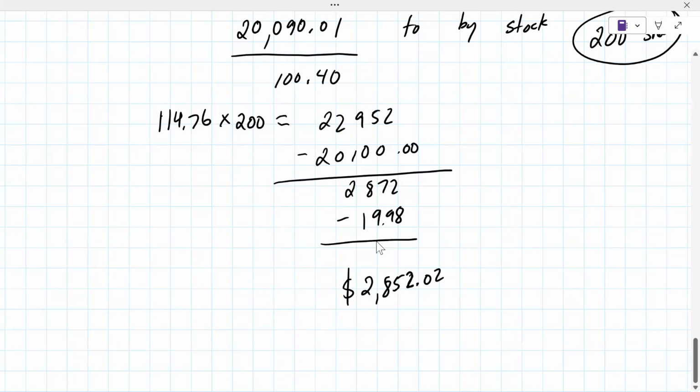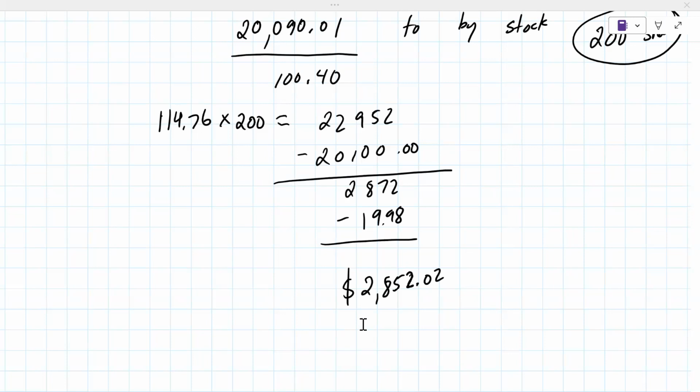22,952 minus 20,100, I got 28.52. So that's like 28.72. Yeah, I see that. And then where did you get the 1998 from? I did that slightly differently. I used a different price for that, times 200 minus 2,100.